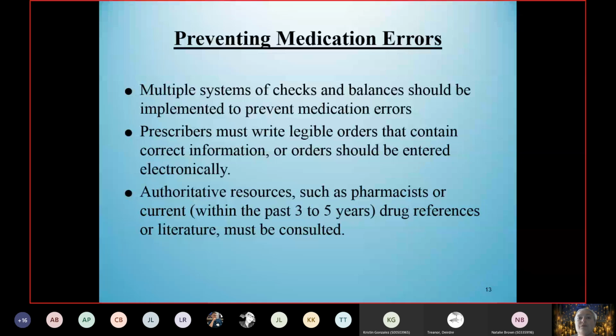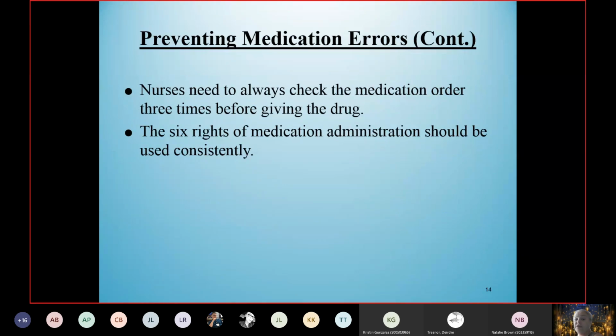If you feel that this medication is not right and you check with the doctor and they say, yes, that's what I want, and you give it despite having checked with the doctor, it's still on you. You're supposed to be able to use your critical thinking skills to say, I don't feel good about this, so I'm not going to do it, and then escalate it to management. Okay. Thank you, Kristen, for sharing that.